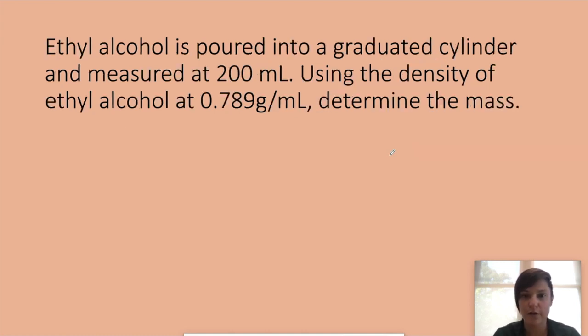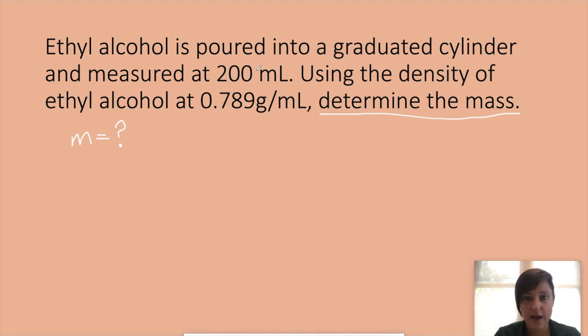So let's try one out where we're trying to determine the mass. So ethyl alcohol is poured into a graduated cylinder and measured at 200 milliliters. Using the density of ethyl alcohol at 0.789 grams per milliliter, determine the mass. Okay, so again, figure out what they're asking us. In this case, we're looking for mass. So M is equal to question mark because we don't know what it is.